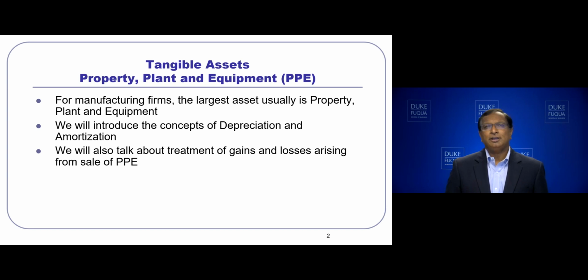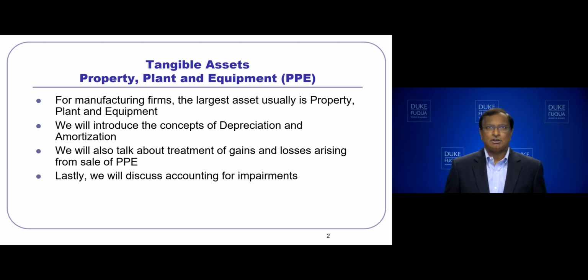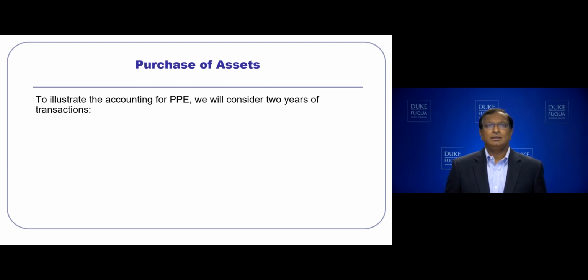We'll also talk about the accounting for gains and losses that arise when a firm sells some of its PPE. And lastly, we'll also discuss the accounting for impairments of property, plant, and equipment. To illustrate the accounting for PPE, we'll consider 2 years of transactions.